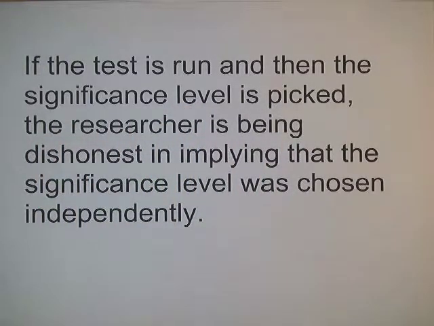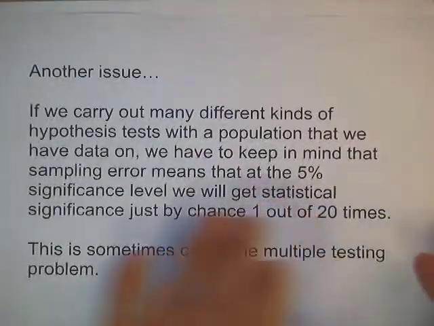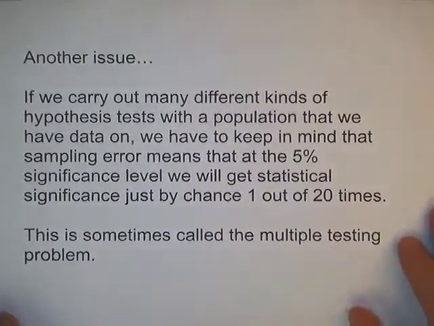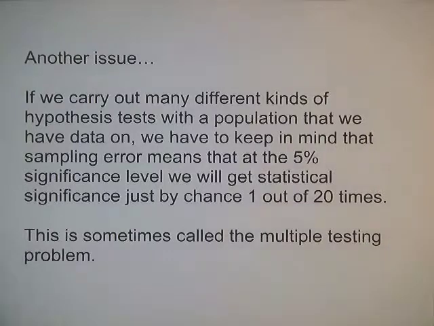All right, we have another issue in hypothesis testing, not really related to the principal example. If we carry out many different kinds of hypothesis tests with a population that we have data on, we have to keep in mind that the sampling error means that at the 5% significance level, we will get statistical significance just by chance 1 out of 20 times. This is sometimes called the multiple testing problem.